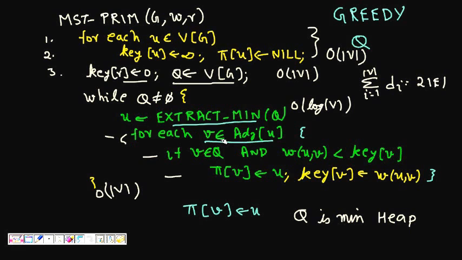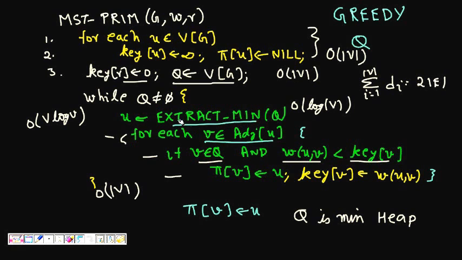So this for loop, for each V adjacent to U, and these three lines, is running twice the number of edges times. And then what it is checking, if V belongs to Q, this can be checked, and then if weight UV is less than key V, these can be done. So this takes O of V log V time.